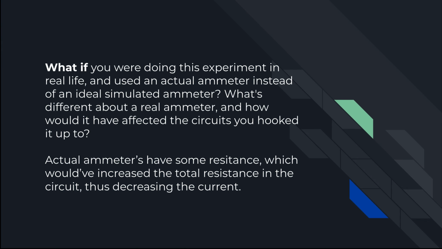What if you were doing this experiment in real life and used an actual ammeter instead of an ideal simulated ammeter? What's different about a real ammeter, and how would it have affected the circuits you hooked it up to? Actual ammeters have some resistance, which would have increased the total resistance in the circuit, thus overall decreasing the current.